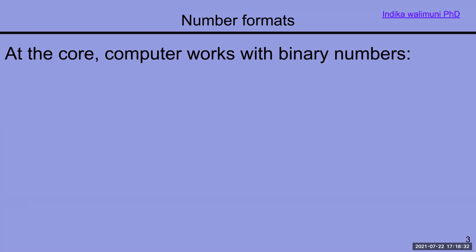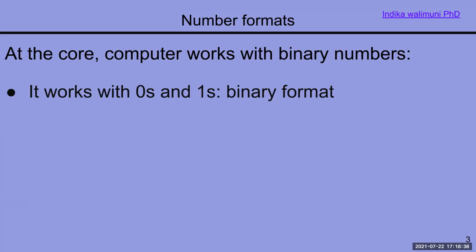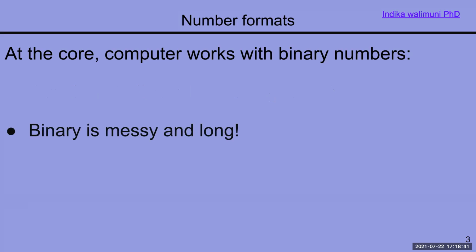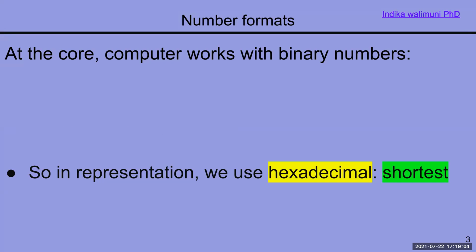At the core, the computer works with binary numbers. The CPU only knows how to speak 0s and 1s, so it uses binary format. We know that binary is really messy and long because of the low depth of the digits. We need a lot of binary digits to represent small things, so it becomes long, messy, and error prone. So in representation, we usually use hexadecimal, which provides the shortest number representation, because we have a higher base.